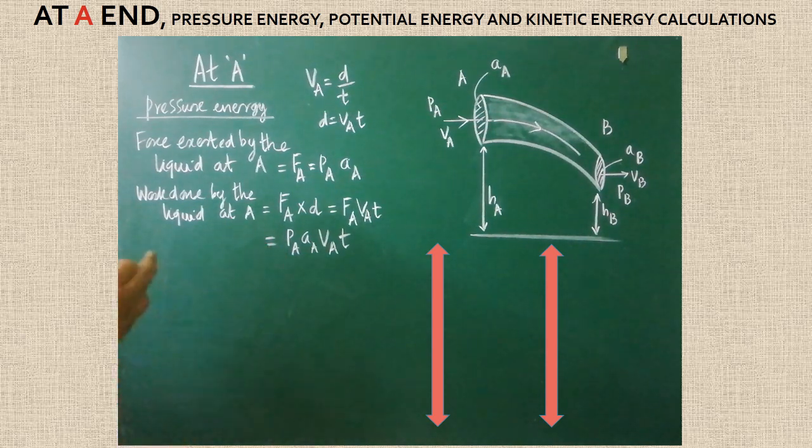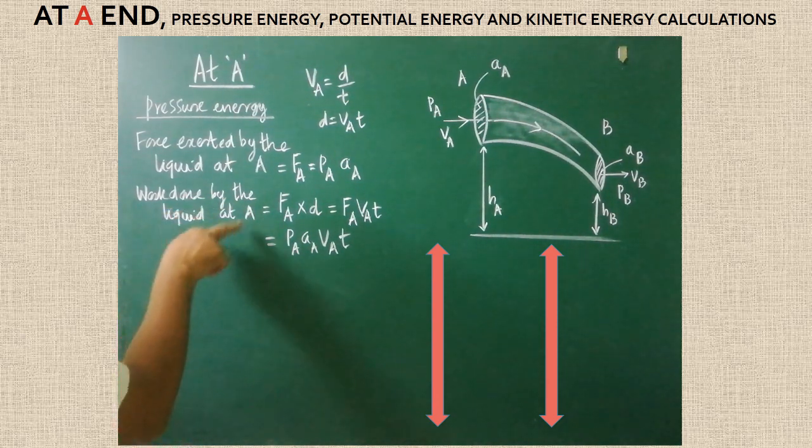Usually, to calculate the energy, what is required? Work done is required. By calculating the work done alone, we are able to calculate the energy. Are you clear? Work done is always equivalent to energy here. So here the energy is due to pressure. That's why first we have to calculate the work done.